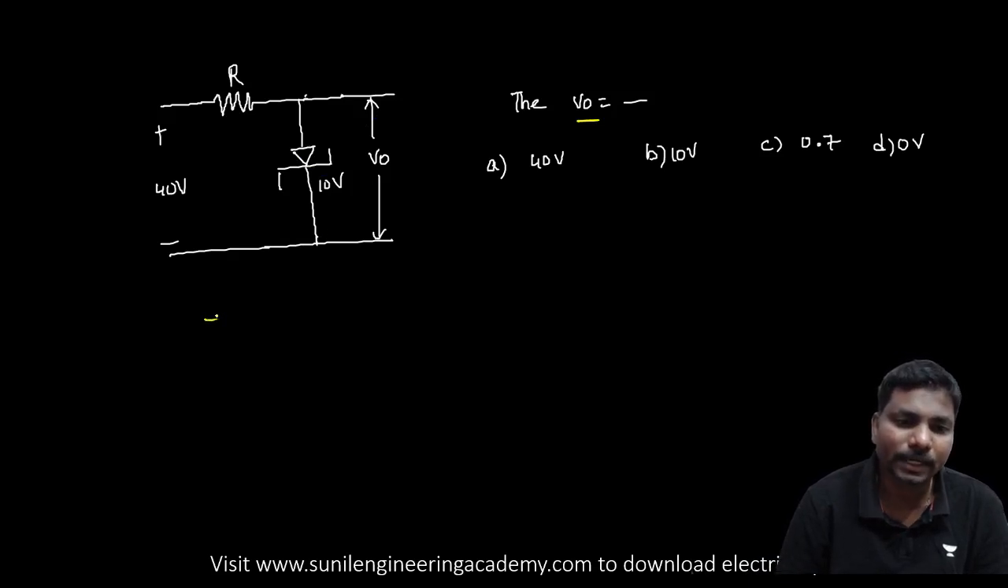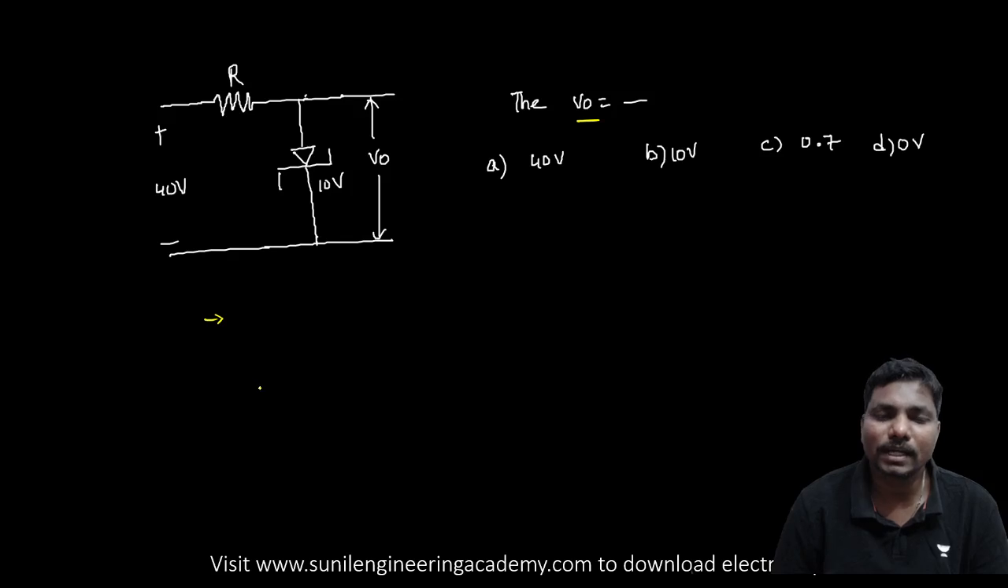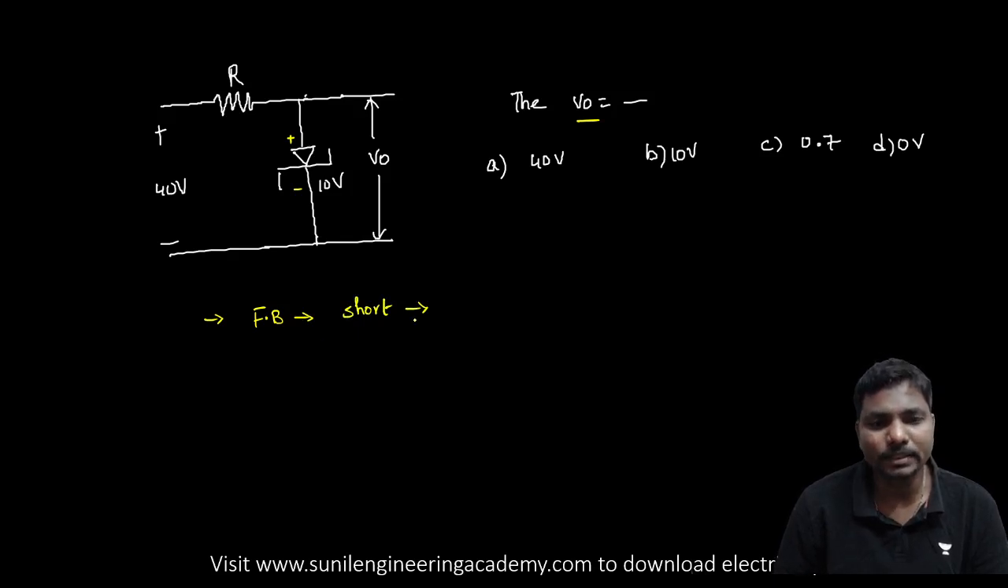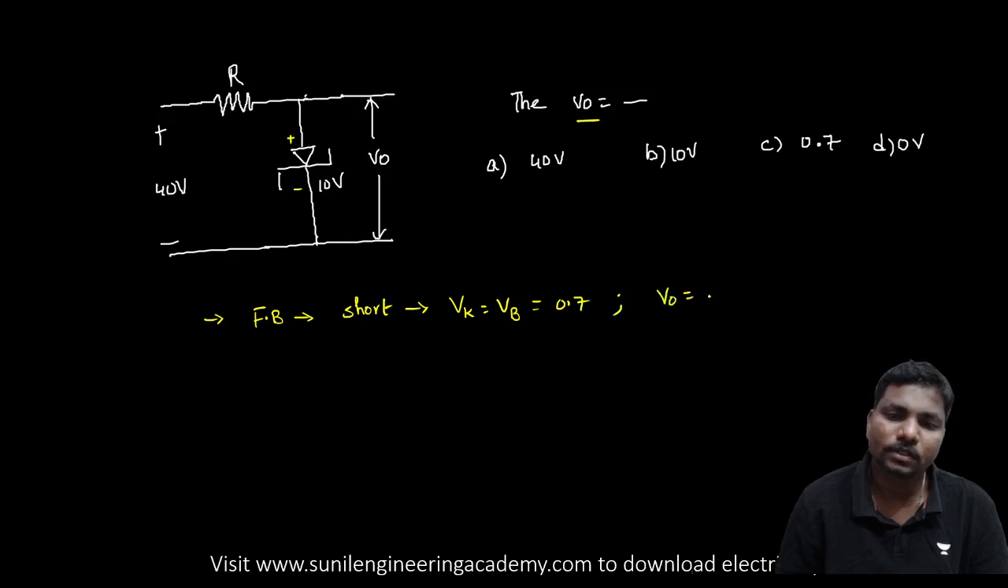What is the first step I said? Check whether the diode is in forward bias or reverse bias. Positive is connected to positive, negative is connected to negative, so it is in forward bias. In forward bias it will act like a short circuit, an ordinary diode. Whatever the knee voltage or barrier voltage is, that will drop across the diode. That is 0.7, so V0 is equal to the barrier voltage, 0.7 volts. So the answer is option C.